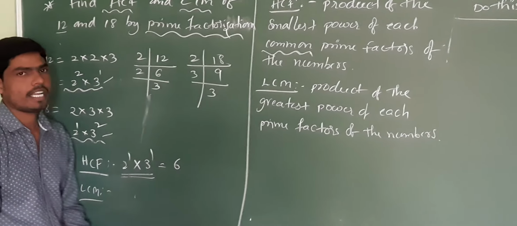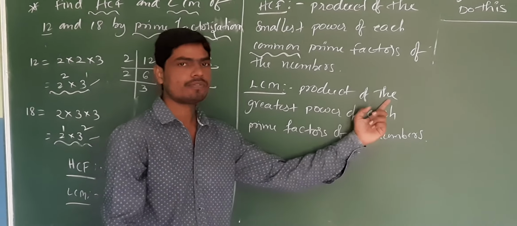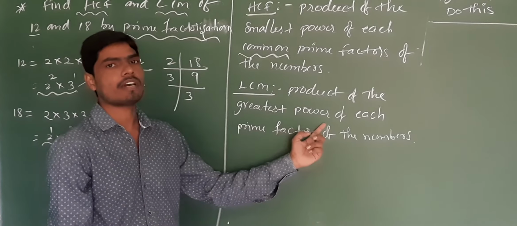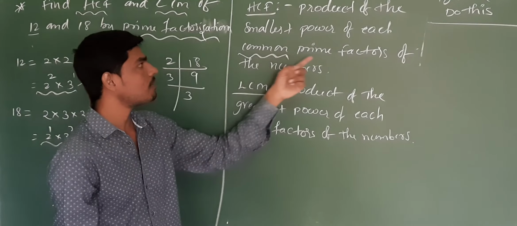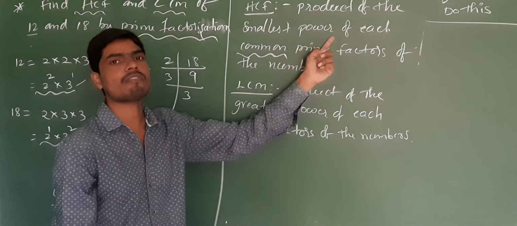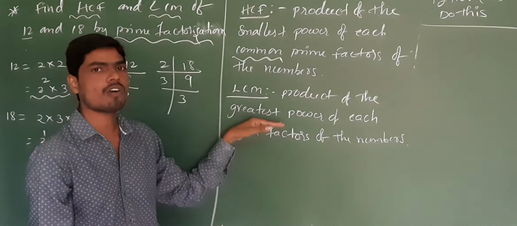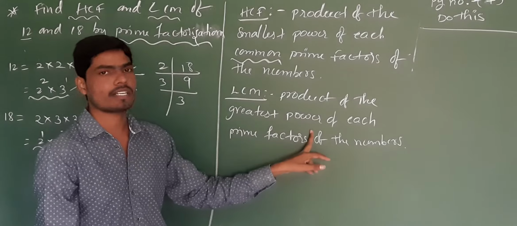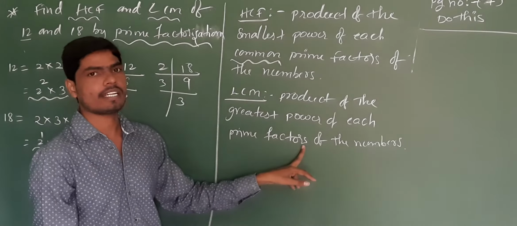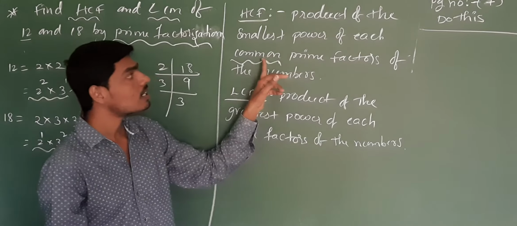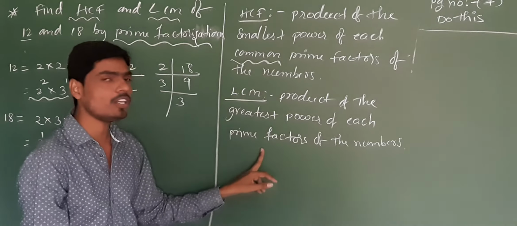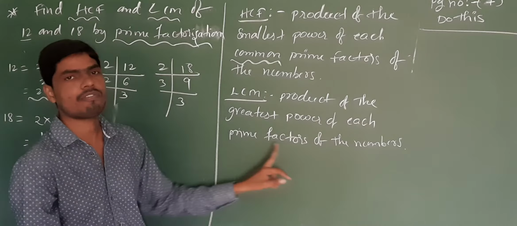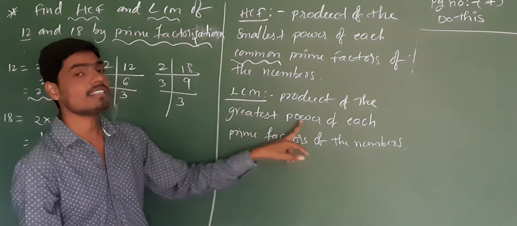Now read the definition again: product of the greatest power. Children, what did you take in HCF? Each common factor, and the smallest power. Now in LCM, what are you taking? The greatest power of each prime factor. Here you take each common prime factor, but here you should take each prime factor with its greatest power.